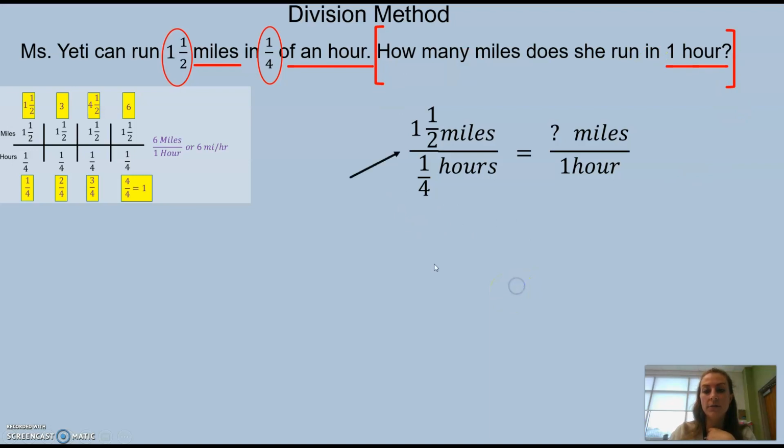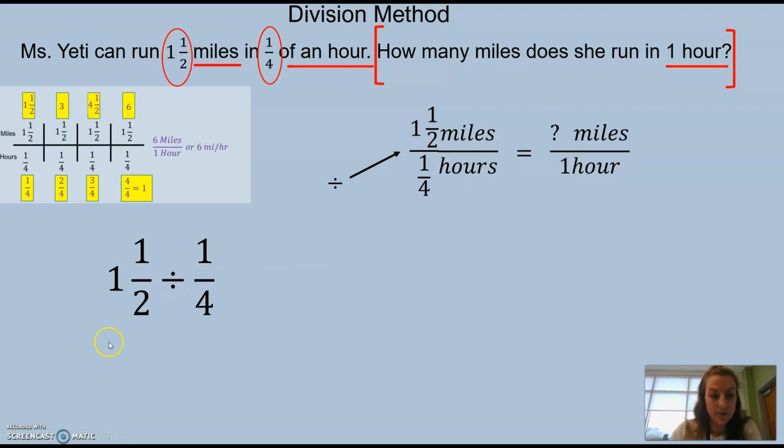Now to solve, this line here means division. If we divide, we're going to find our unit rate, or per 1 hour. So we have a complex fraction, which we talked about in our vocab notes. A complex fraction, again, is a fraction in either the numerator, denominator, or in this case, both. We can rewrite this, though, as a division problem. So we have 1.5 divided by our division symbol, 1/4.